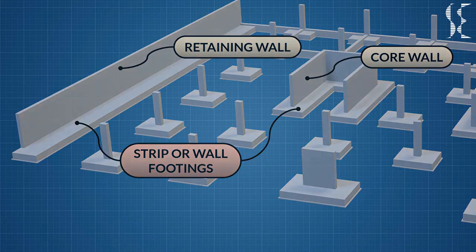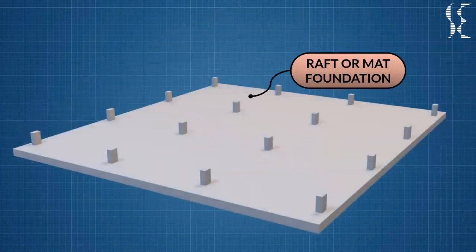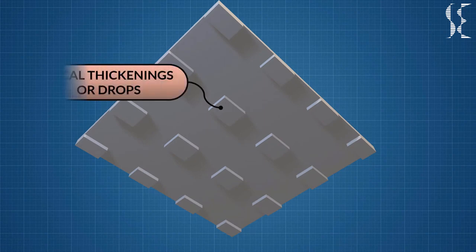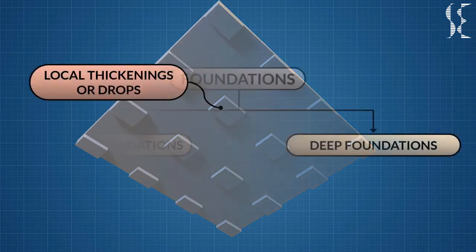Last in shallow foundations we have is the raft or mat foundation. This type of foundation is provided when column loads are heavy or safe bearing capacity of soil is very low. These are special cases of combined footings when all the columns of the building have a common foundation. Raft can have local thickenings or drops below columns if the thickness of the raft is insufficient for shear stresses. This ends our shallow foundations.